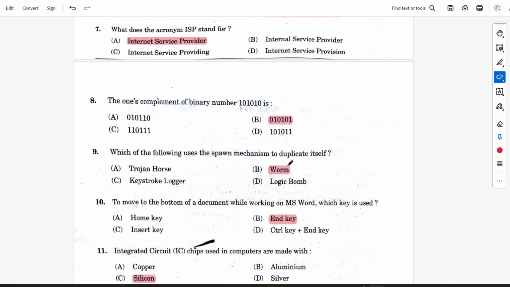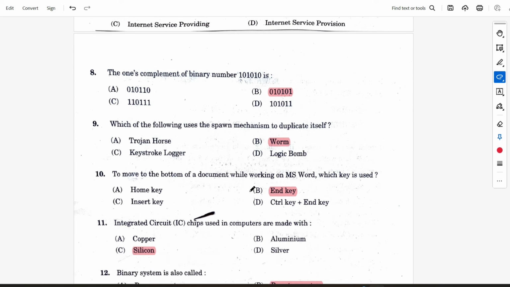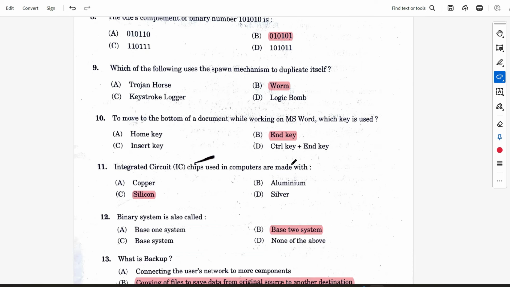If you know the exact answer, you can answer immediately, else it will take time. Don't waste time on these questions. Just move on, and later you can put any of the answer options. To move to the bottom of the document while working in MS Word, which key is used? The End key. You might get confused between Control plus End or just End, but the right answer is the End key. Integrated circuits, that is IC chips used in computers, are made with silicon.